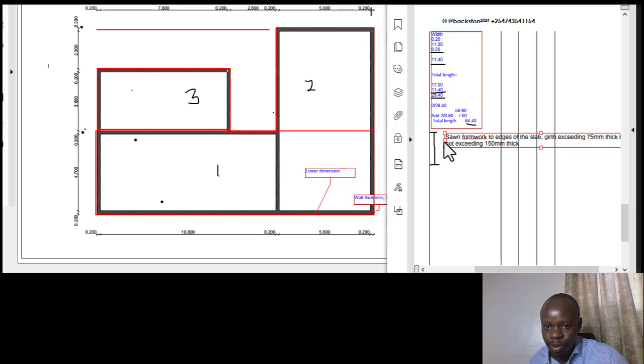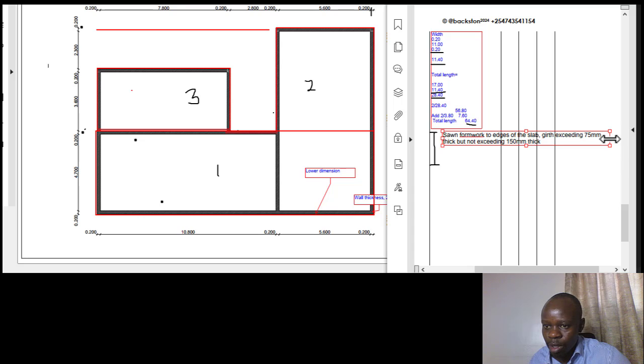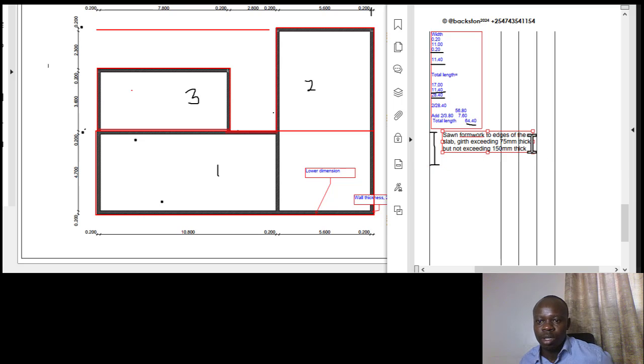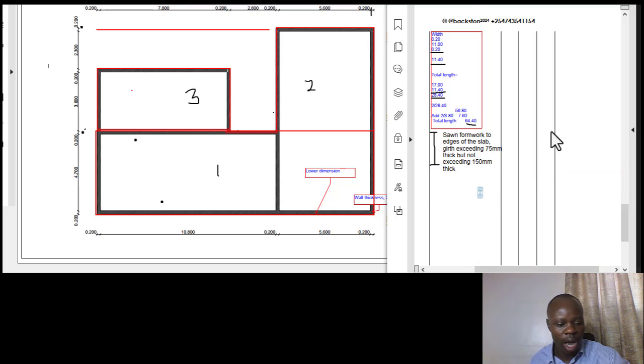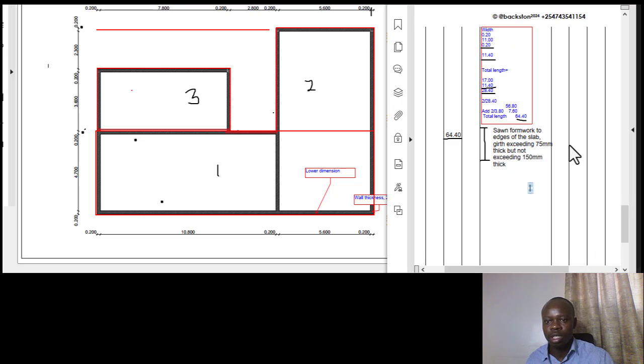Okay, so that is what is supposed to be said in terms of our slab. So just make our description to be where it's supposed to be. Just squeeze it in a bit that way, so that you have it properly done. Okay, perfect. So that is what we have. So that said, we've already calculated our length, we've got our description properly done. Sawn formwork to edges of slab, girth exceeding 75 millimeters thick but not exceeding 150 millimeters thick.